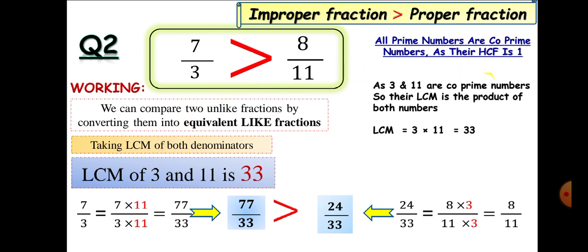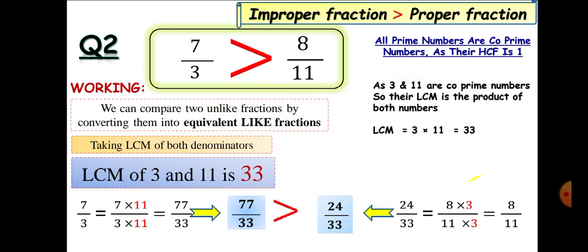Then we have an improper fraction and a proper fraction. As I tell you, an improper fraction is always greater than a proper fraction, so 7/3 would be greater than 8/11. But let's see how it works. For that we have to do the working. These two are unlike fractions, so we have to convert them into equivalent fractions by taking the LCM of both numbers.